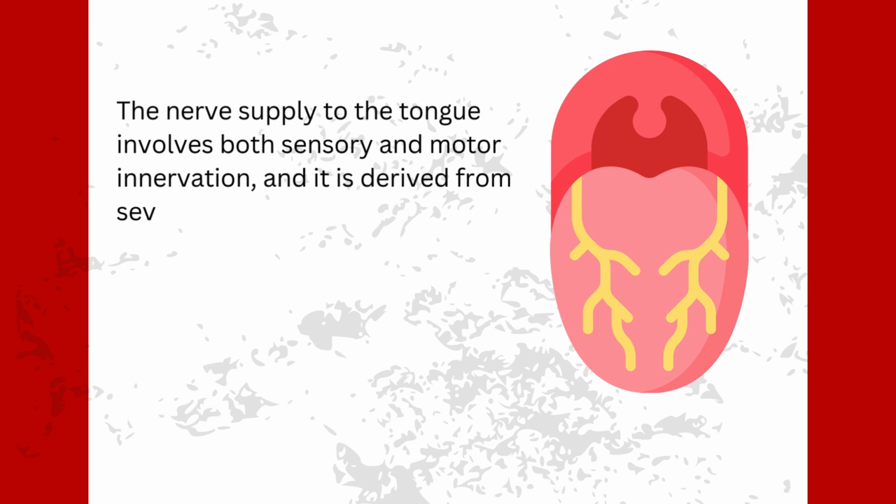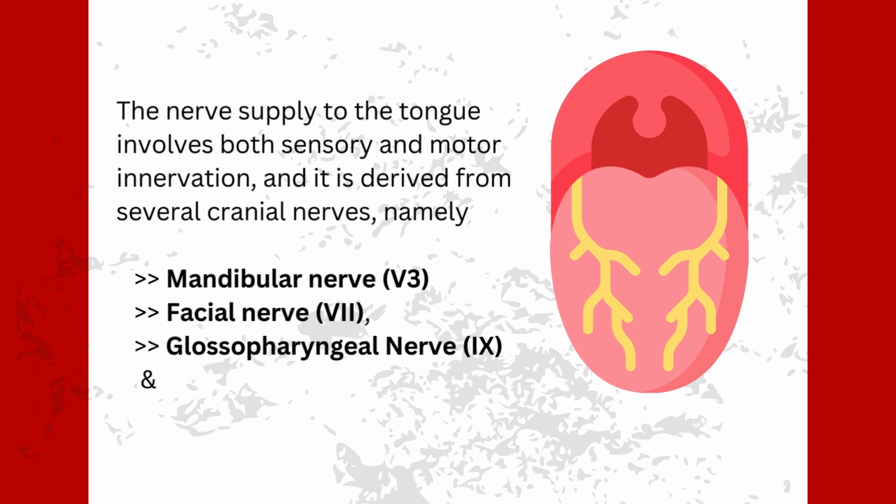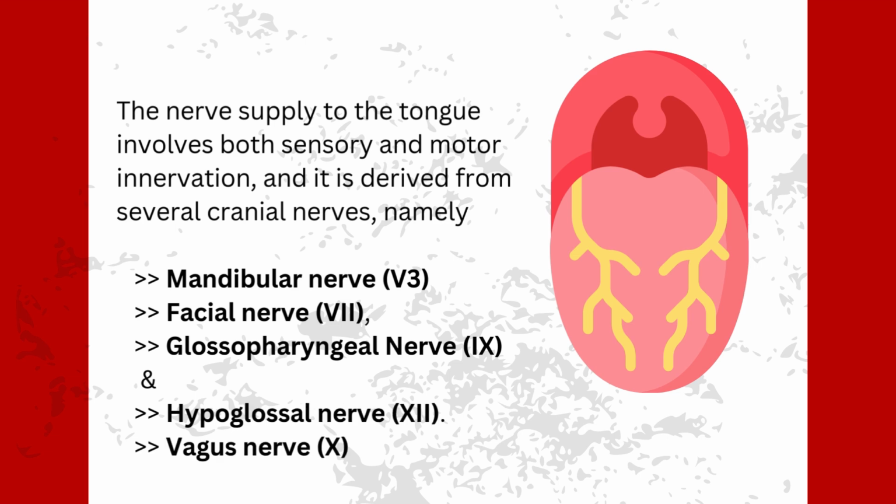This is essential knowledge for those preparing for entrance exams. Let's get started. The nerve supply to the tongue comes from multiple cranial nerves, including the mandibular nerve, which is the third division of cranial nerve 5, facial nerve, which is CN7, glossopharyngeal nerve, CN9, vagus nerve, CN10, hypoglossal nerve, CN12. I know remembering all of these nerves can feel overwhelming, but don't worry. In this video, we'll break it down using a simple mnemonic and a table to help you understand and remember it easily.